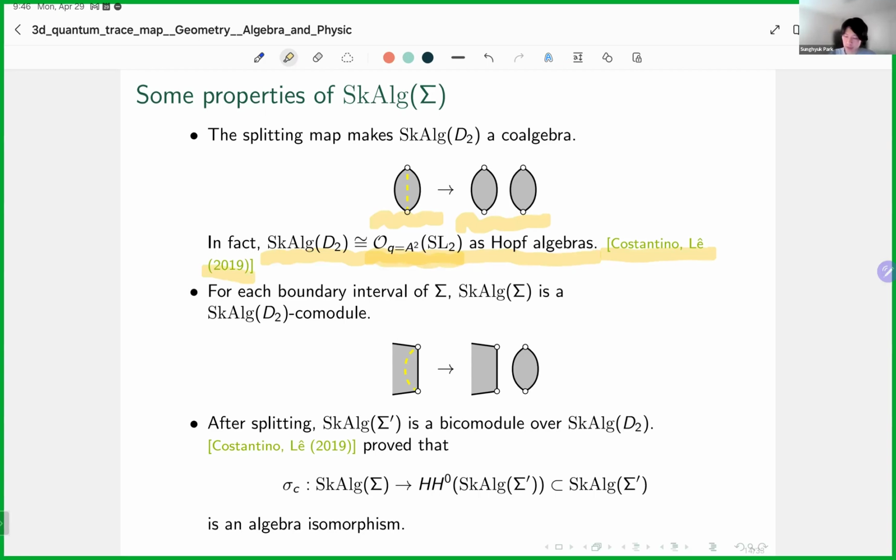Moreover, for each boundary interval of the surface sigma, we can cut along an ideal arc that is very close to the boundary interval, connecting the two punctures, so we can split off a bigon like that. And that gives the stated skein algebra of the surface sigma a comodule structure over the coalgebra, which is the stated skein algebra of a bigon.